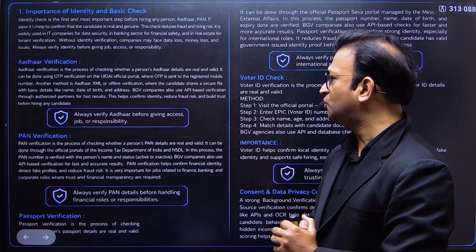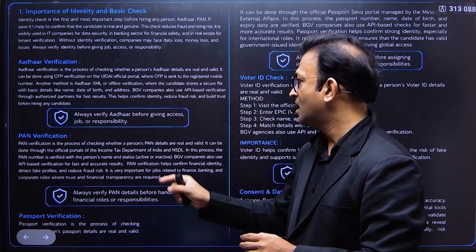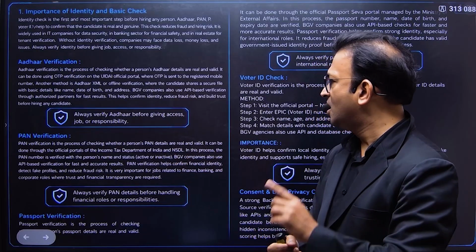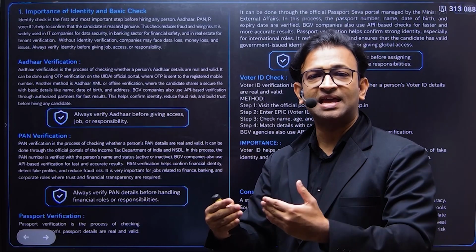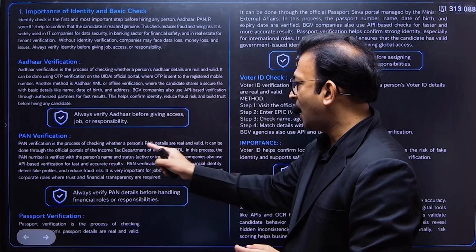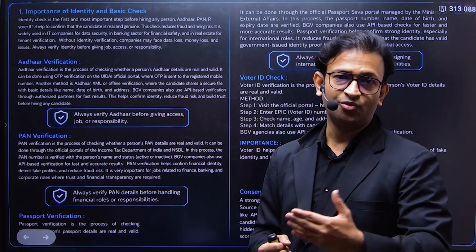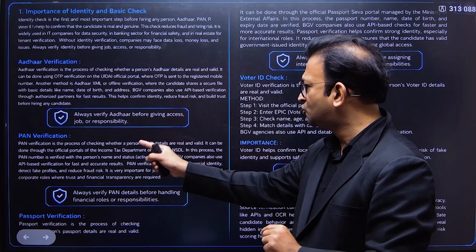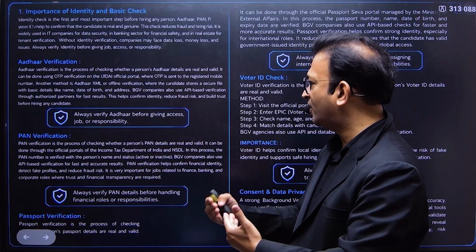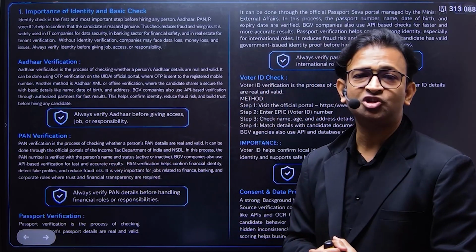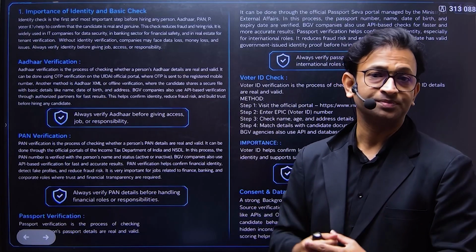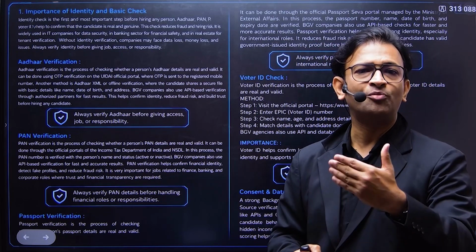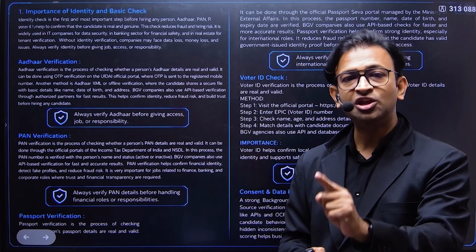BGV companies also use API-based verification for fast and accurate results. PAN verification helps to confirm financial identity, detect fake profiles, and reduce the fraudulence risk. It is very important for jobs related to finance and banking to use this sort of verification, where trust and financial transparency are very important. So always verify PAN details before handling job roles and responsibilities to new candidates.